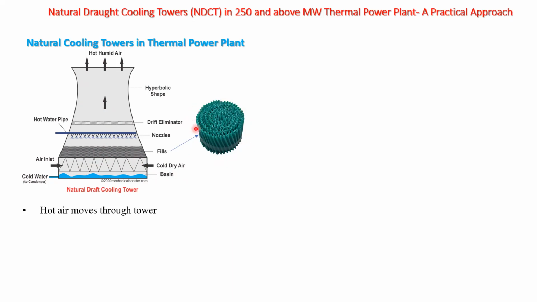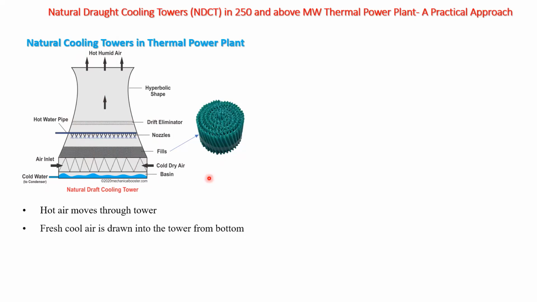Whenever the water falls over these fills, the hot air comes in direct contact with this water, so that heat exchange takes place. And due to the hyperbolic shape, the low density air rushes upwards and flows along with the water droplets. These water droplets are eliminated in the drift eliminator and fall down again in the tower, and the hot humid air goes to the atmosphere. So this is the working principle of the natural cooling tower.